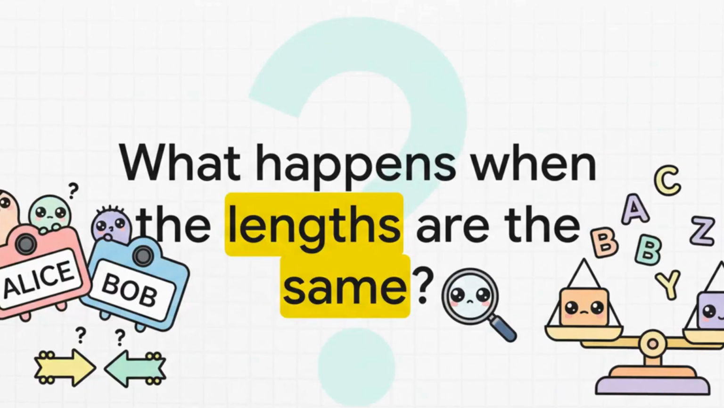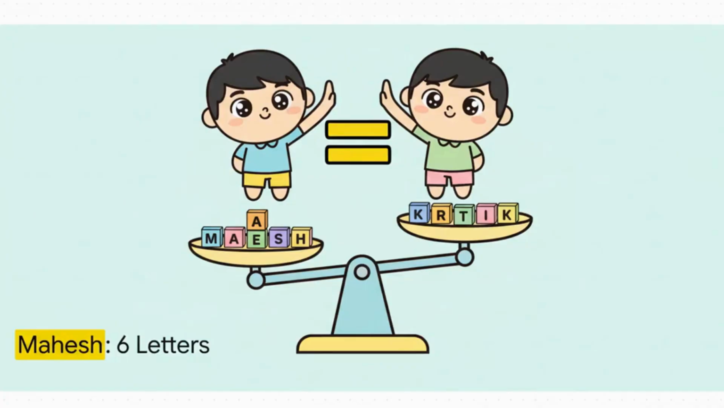But, things aren't always that clear-cut. What happens when the data isn't so simple? What if you compare two names and there's no obvious winner for longest or shortest? So check this out. Both Mahesh and Kartik have exactly 6 letters. In our Captain Challenge, that's a tie, plain and simple. And just like that, our game taught us something new. Sometimes the answer is just, they're the same.